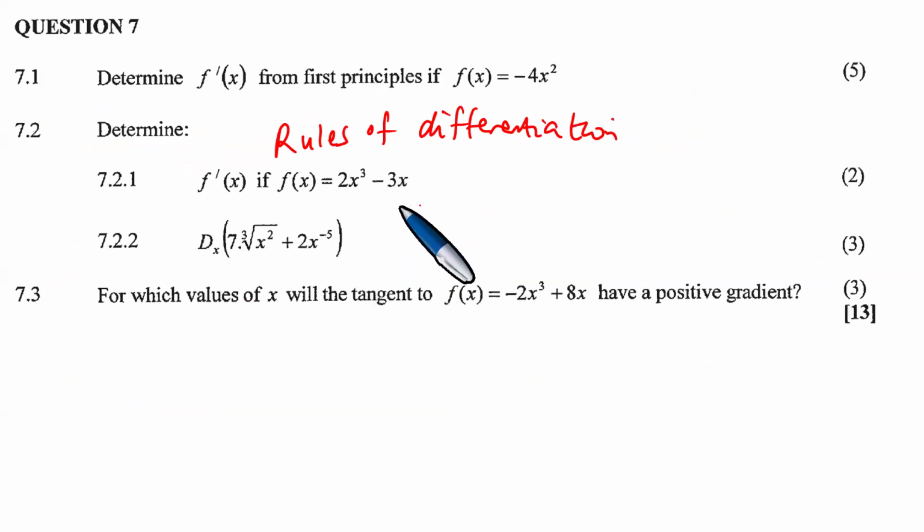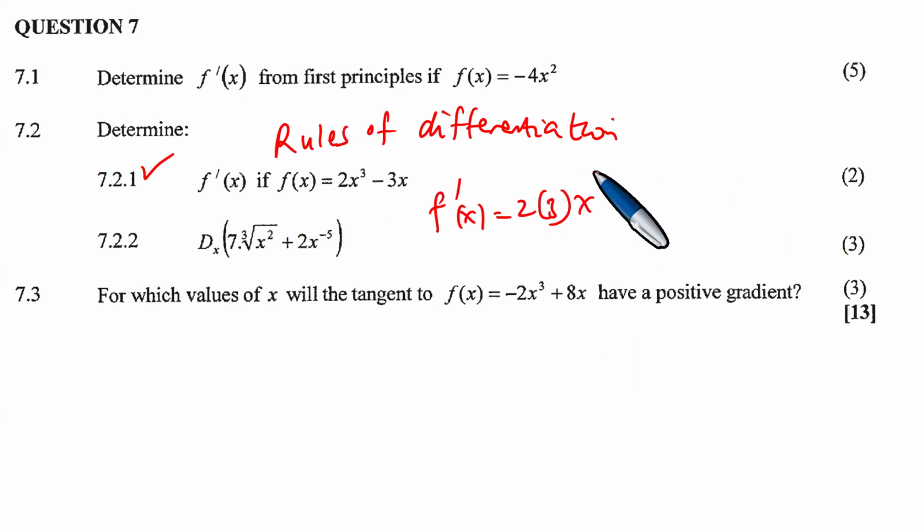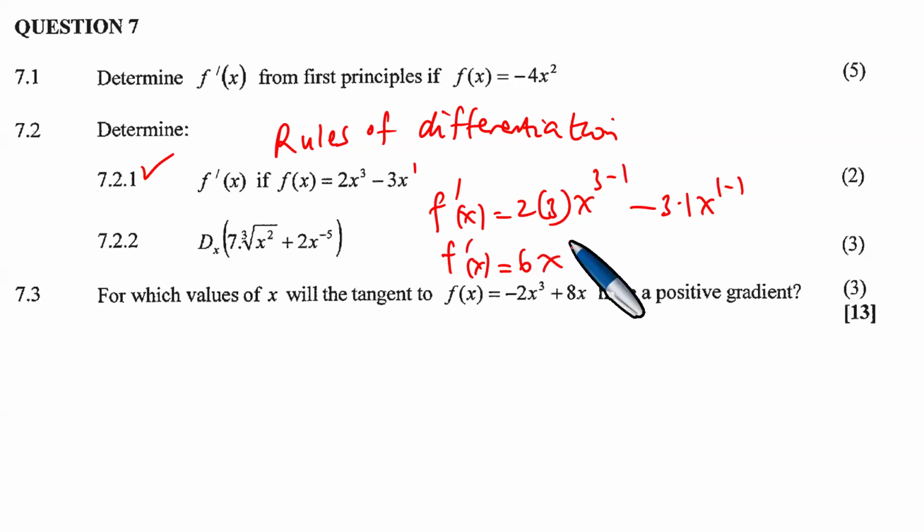Right, so if this is f, then f prime of x, we're looking at 7.2.1, is going to be 2 times 3. You bring down the 3x and you subtract a 1. This one is to the power 1 since there's no power, so that you have 3 times 1 to the power 1 minus 1. This is called the derivative. Okay, 2 times 3 is 6. 3 minus 1 is 2.